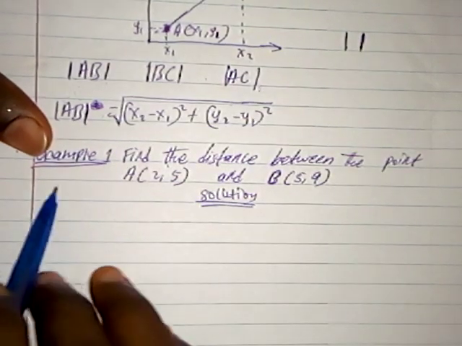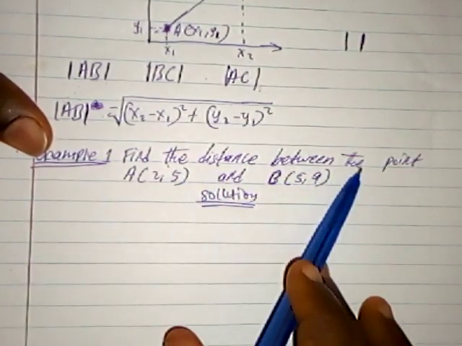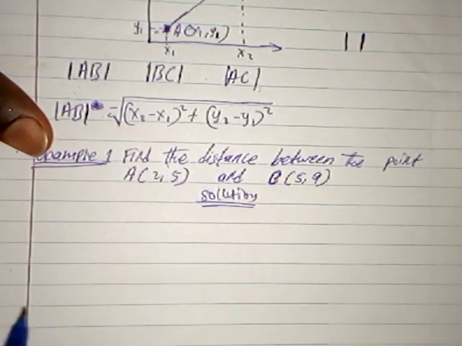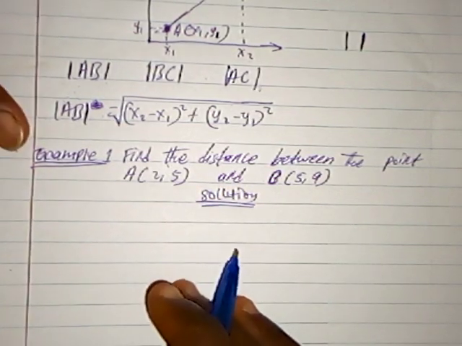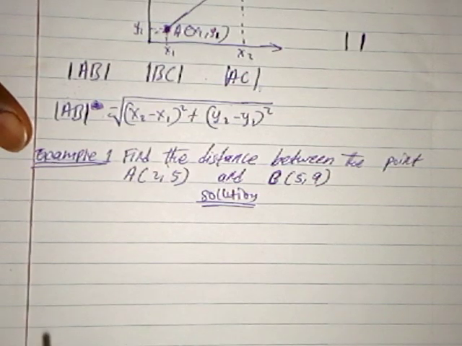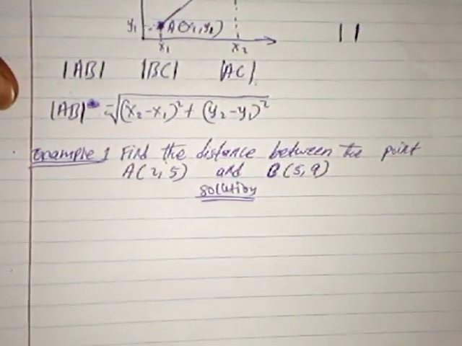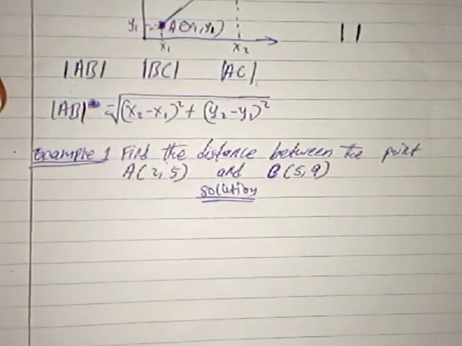What does question 1 say? Find the distance between the points A and B. You see? So always when they say find the distance between two points, it's a line, right? Good. What are we going to do? First of all, we set it like this. This is how to solve it.